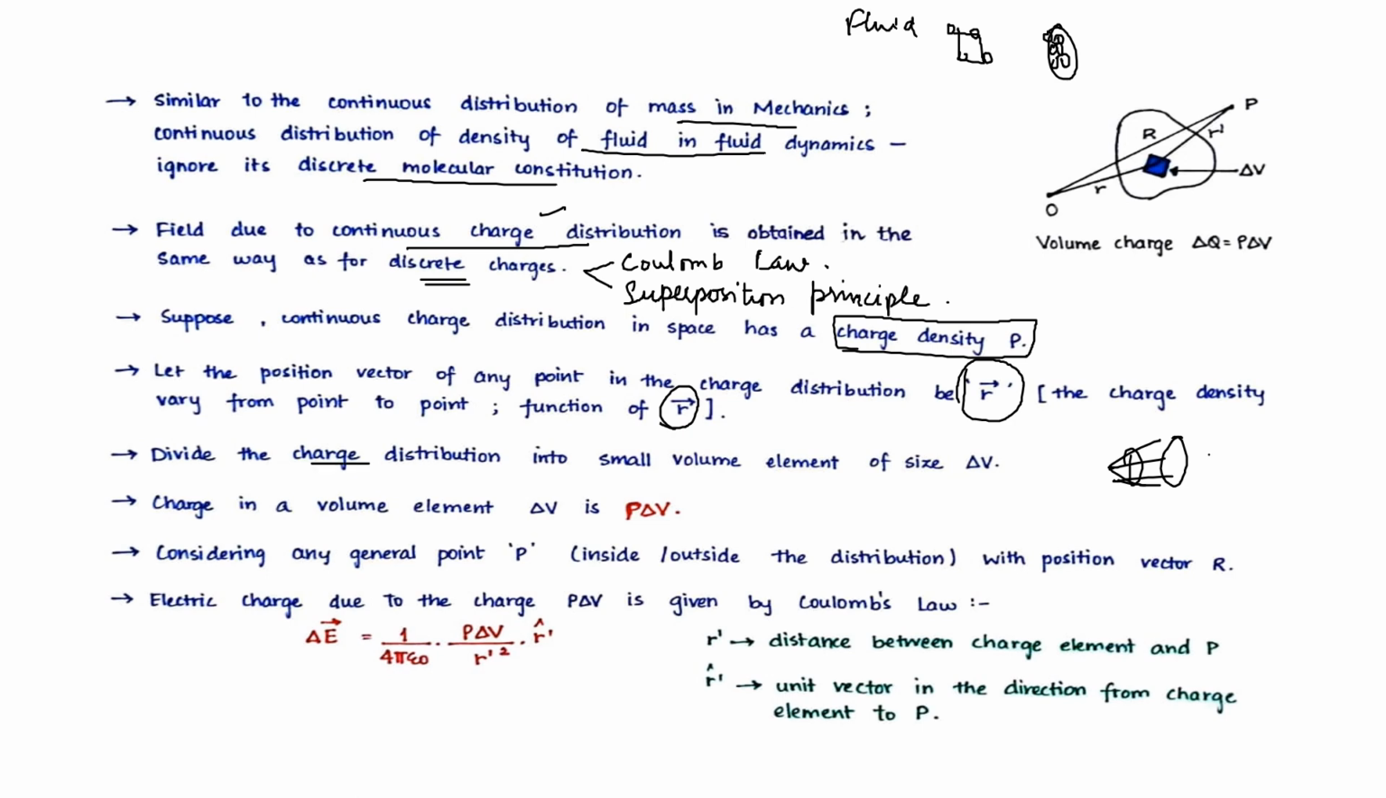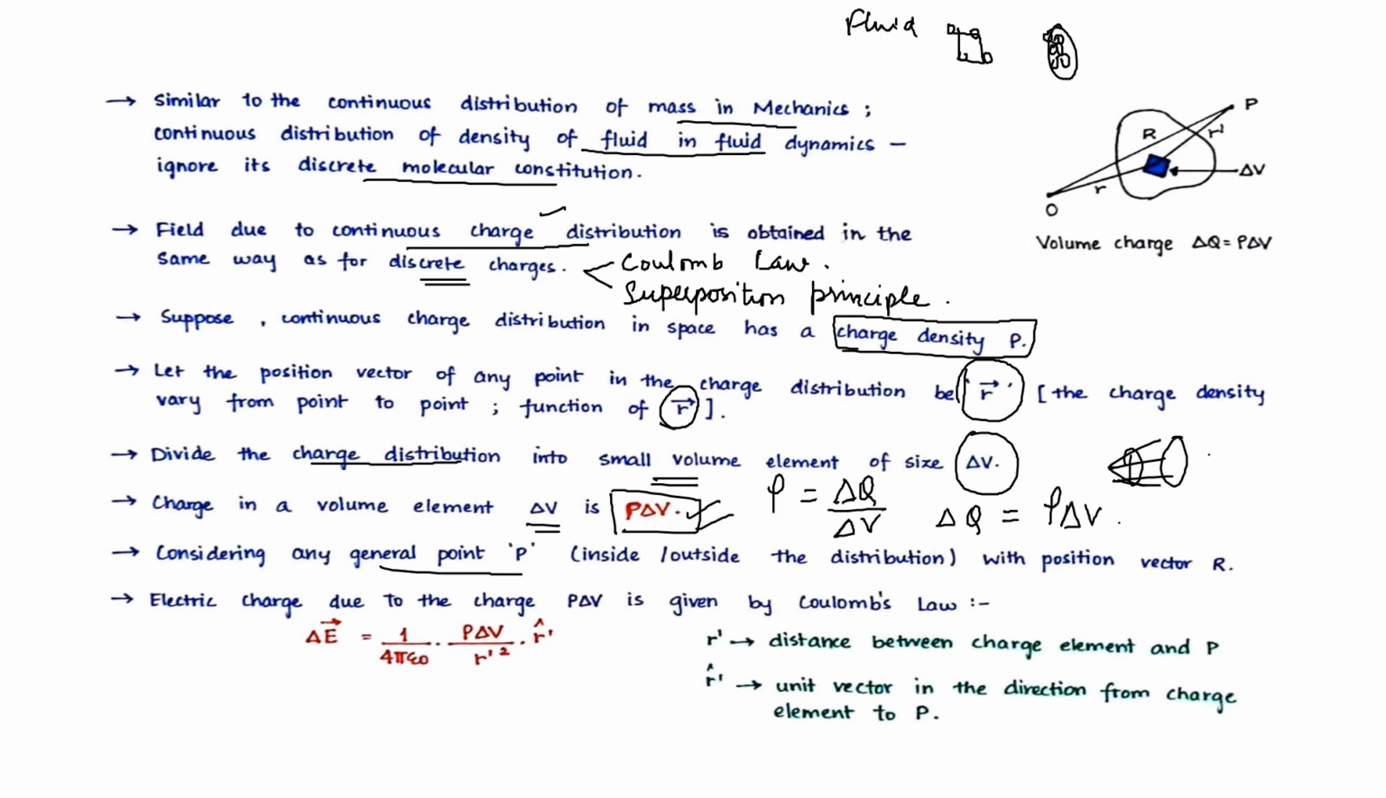Divide the charge distribution into small volume elements of size del V. Charge in a volume element is given as rho del V. See, we have rho equals del Q upon del V. So what about the amount of charge present in it? It is equal to rho into del V. Okay, this is what we have taken.